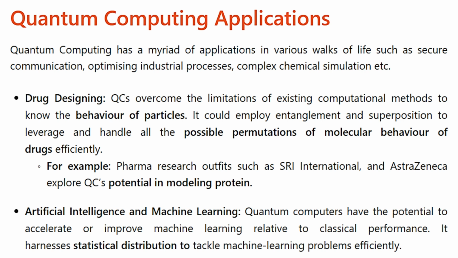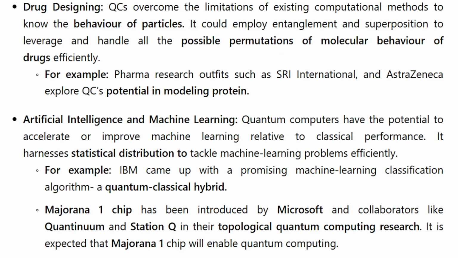Artificial intelligence and machine learning. Quantum computers have the potential to accelerate or improve machine learning relative to classical performance. It harnesses statistical distribution to tackle machine learning problems efficiently. For example, IBM came up with a promising machine learning classification algorithm, a quantum classical hybrid. Majorana 1 chip has been introduced by Microsoft and collaborators like Quantinuum and StationQ in their topological quantum computing research. It is expected that Majorana 1 chip will enable quantum computing.